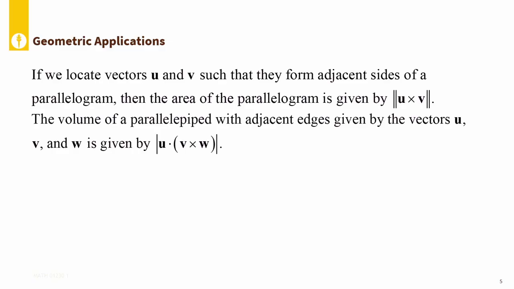And notice, because it's absolute value, the order in which you write them doesn't matter. So you could do v dot u cross w. You'll still get the volume because it's absolute value. The only thing that would change would be the sign of the resulting constant.